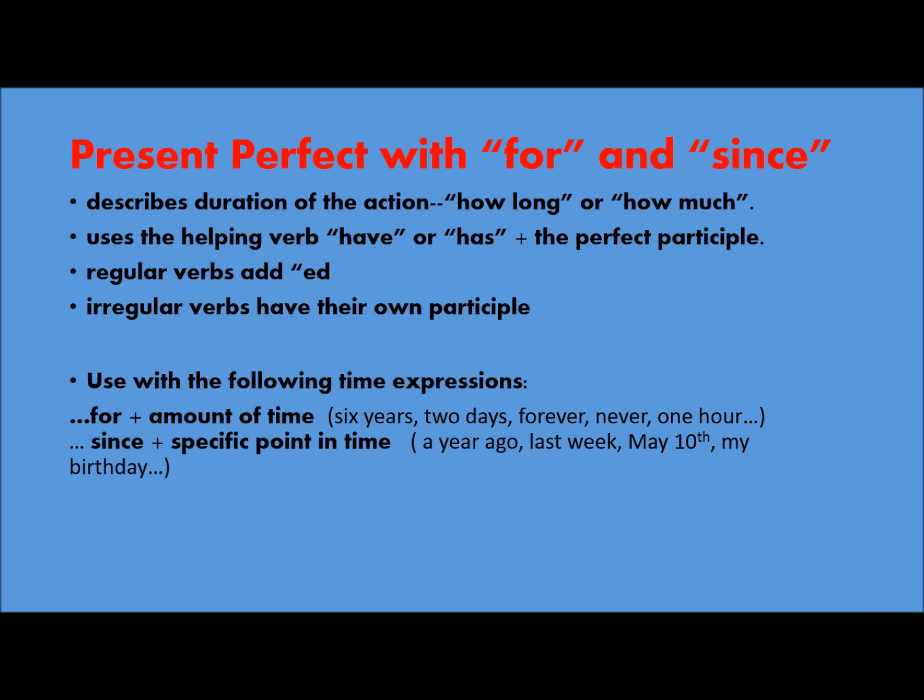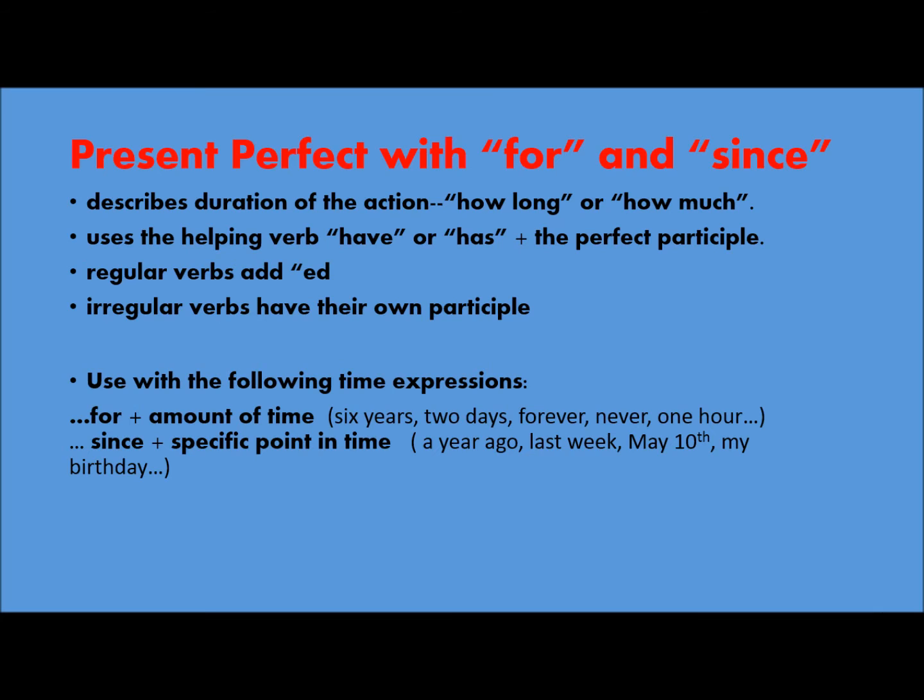This present perfect form uses the helping verb have or has plus the participle. Regular verbs add ed to make the participle, and irregular verbs have their own participle. You have to learn them. We also use the following time expressions. For plus an amount of time. For 6 years, for 2 days, for forever, for never, for 1 hour.